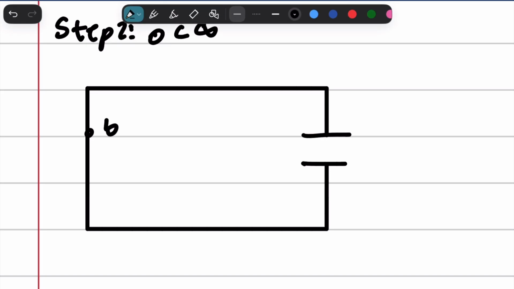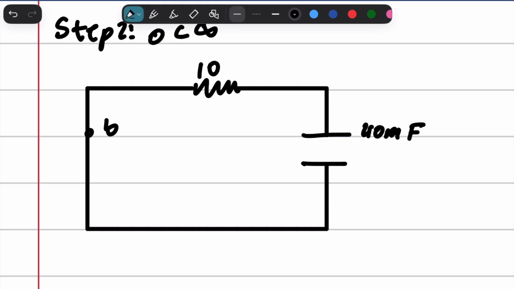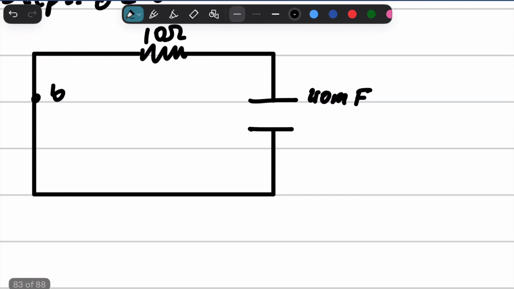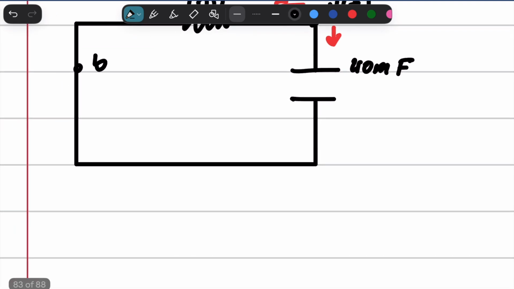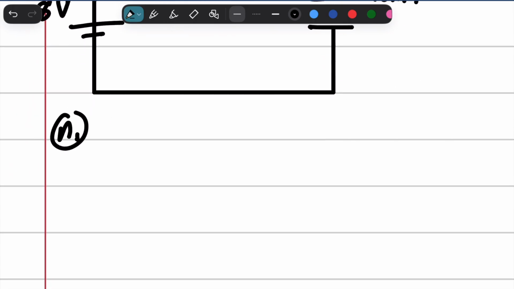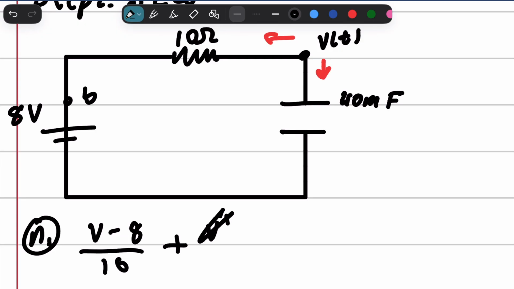Our capacitor is active now. We've got 40 millifarads, and we've got this 10 ohm resistor right here, I believe. And we want to find the voltage first. So I'm going to go ahead and set up for a nodal analysis. So in our nodal analysis at this node, we're going to have (V minus 8) over 10 plus 10e negative 3 V prime equals 0.